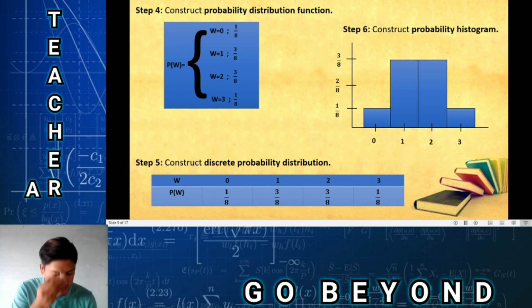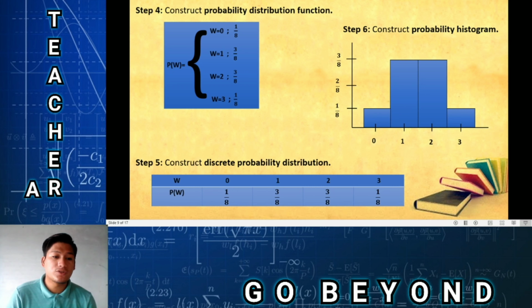They are just so easy because they are just ways of presenting the data. They just differ in terms of presenting the data. This is how the probability distribution function looks like, right? 0 win, 1 over 8. 1 win, 3 over 8. 2 wins, 3 over 8. And 3 wins, 1 over 8.